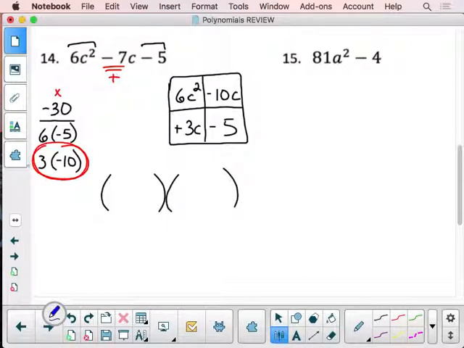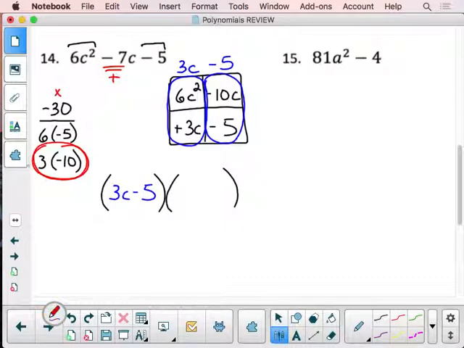Looking at this column right here, what do these have in common? Both divisible by a negative 5. Notice how they're both negative, so I'm going to take out the negative and the 5. Then I looked at this column right here. What are they both divisible by? They're both divisible by a 3, and they both have at least one c. So that means one of my factors here is going to be 3c minus 5.